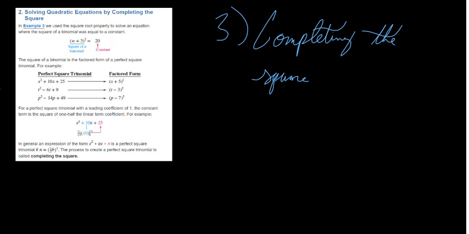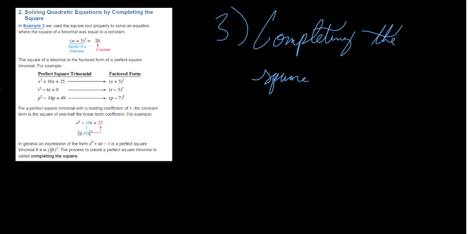Let's see if this even describes it well. Notice how if we have x squared plus 10x plus 25 and I factor that, it factors into a perfect square, x plus 5 quantity squared. Same thing for all 3 of these examples. So how do we do this?